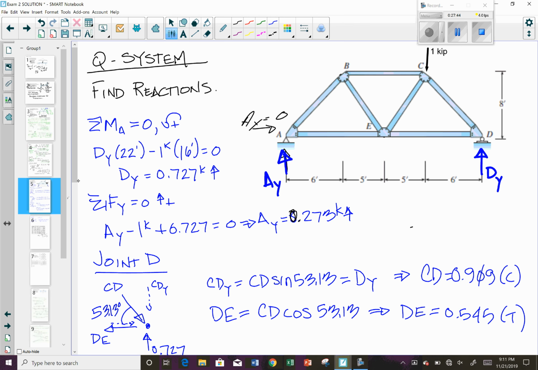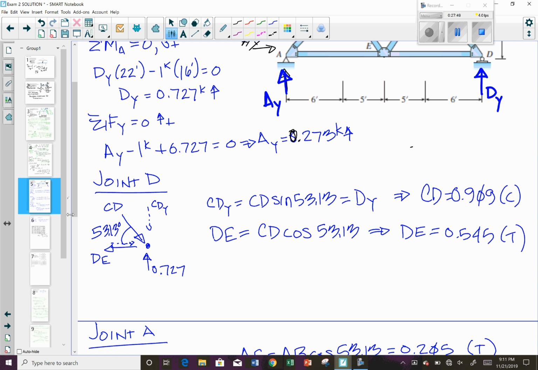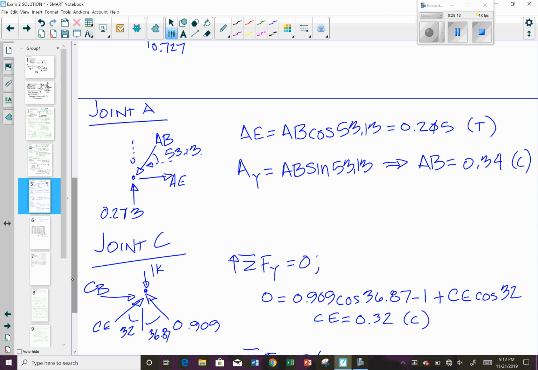I won't go through all of this, but I will post this for you all and you can see it. My CD value, just using the same principles. The geometry hasn't changed, so none of our angles change. All of our cosine directions are all the same. So you should be able to follow through where you get CD is equal to 0.909, DE was equal to 0.545. At joint A, AE is equal to 0.25 in tension, AB was equal to 0.34 in compression.